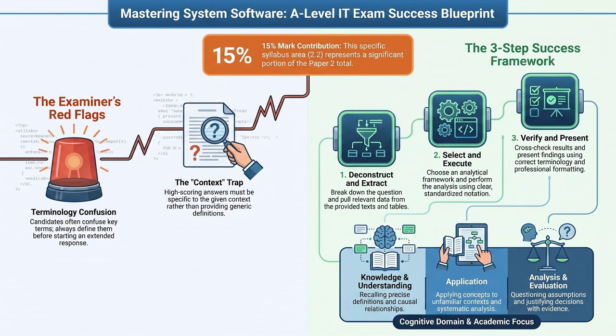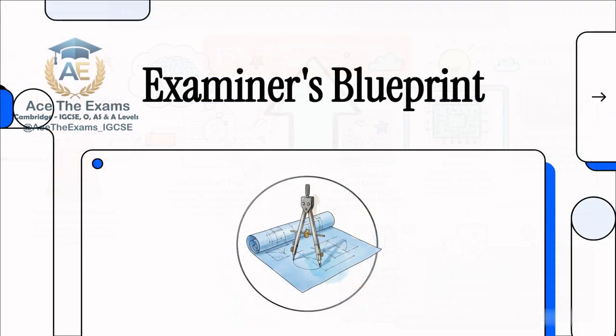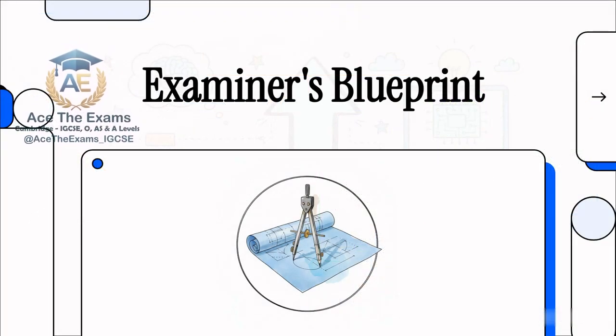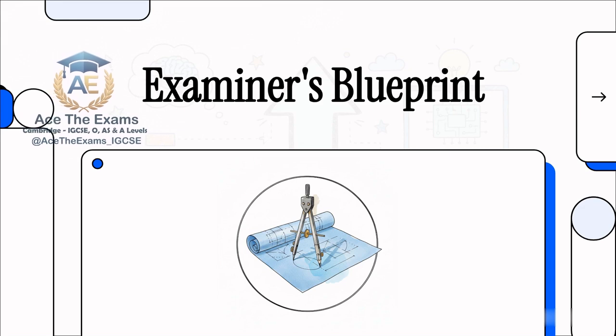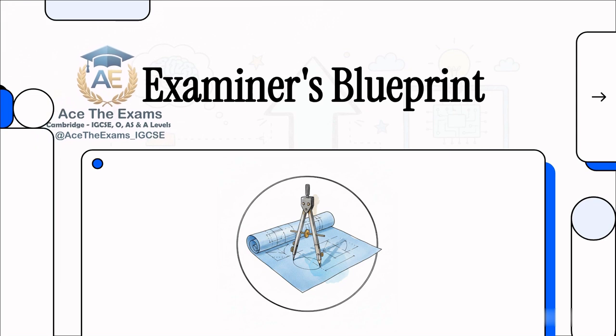Welcome to this explainer. Today, we are stepping into the director's chair. We're going to build a high-scoring strategy for the Cambridge AS and A-Level Information Technology 9626 exam, and we're specifically zeroing in on system software, compilers, interpreters, and linkers.